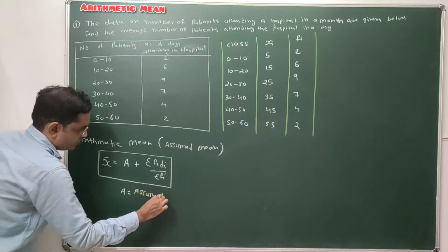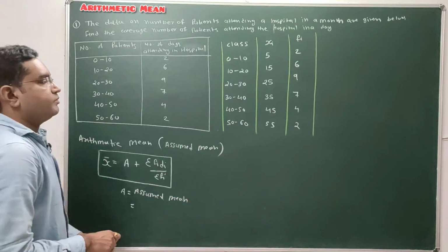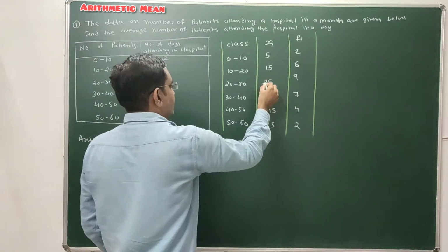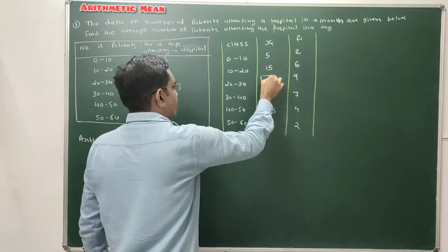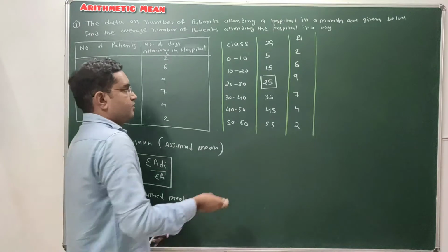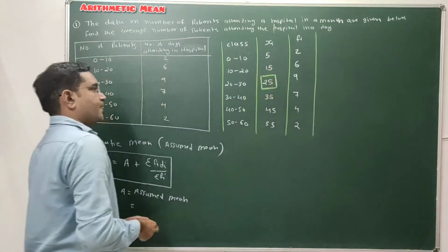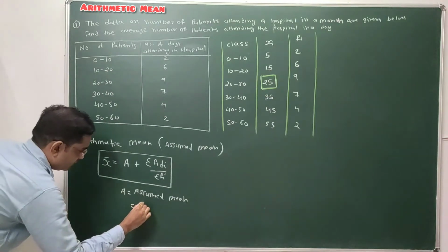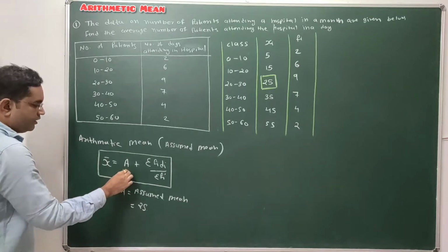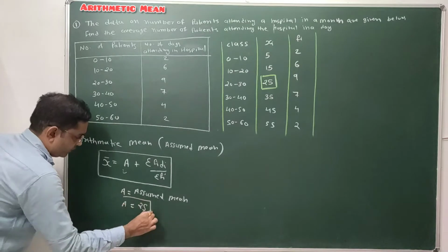We have to assume a mean. That assumed mean is nothing but the middle value of the class marks. So here we can consider 25 or 35 as the class mark. We can take any value, either 25 or 35. So let's assume 25. This is our assumed mean. So in this formula, a is the assumed mean, that we have assumed: a equal to 25.